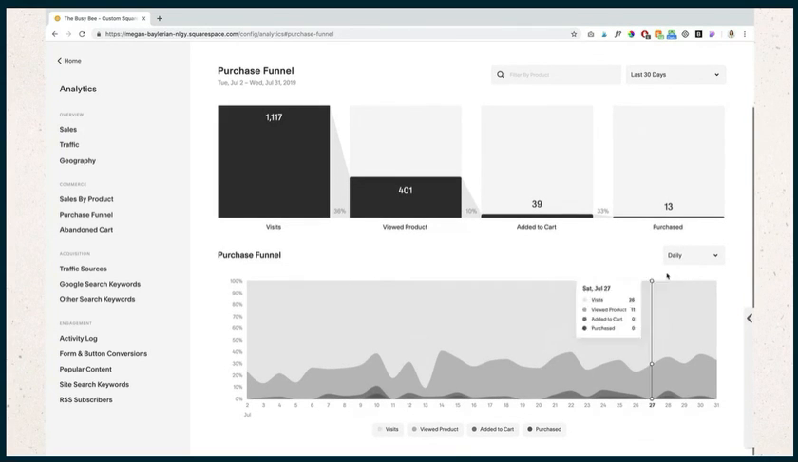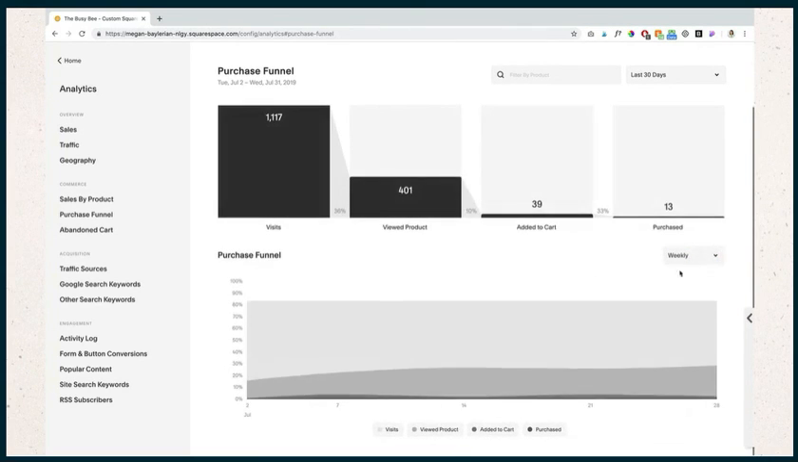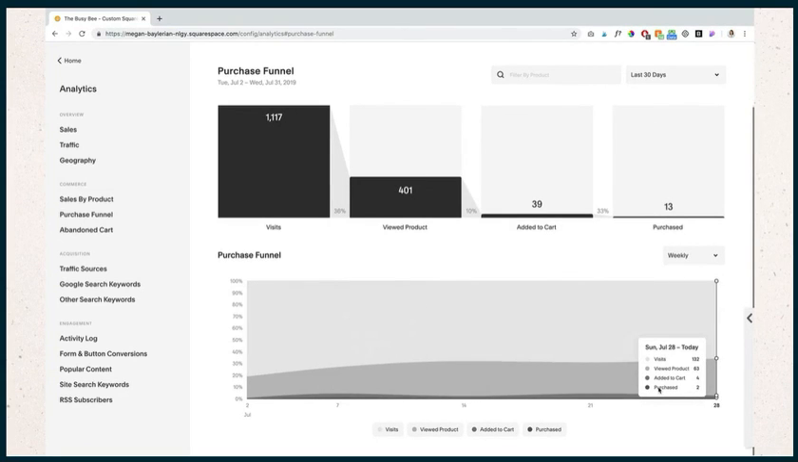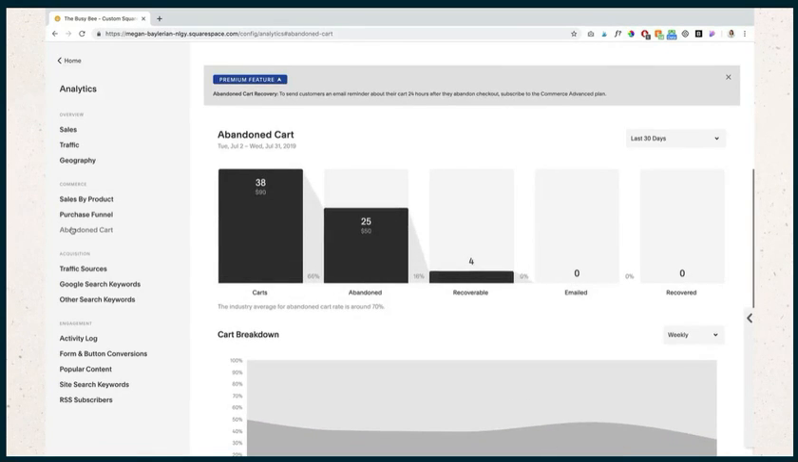Here you can see purchase funnel daily and then weekly, and you can see some of your stats if you hover over it. You can also filter by a product here to see what the purchase funnel is for a specific product. And something that ties fairly closely into that is, 39 people added a product to their cart, but only 13 people actually purchased. The difference between those two are those that abandoned their cart. And so that's the final stat I want to go through. Now, this is only available on Website Business, Commerce Basic, and Commerce Advanced plans.